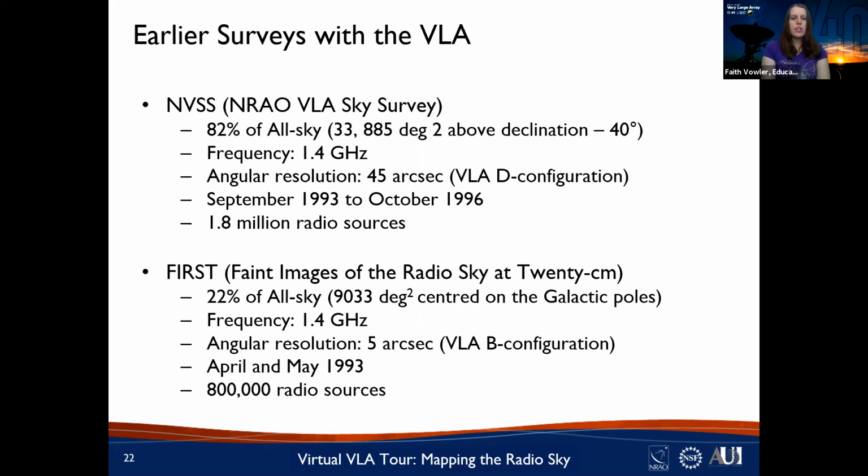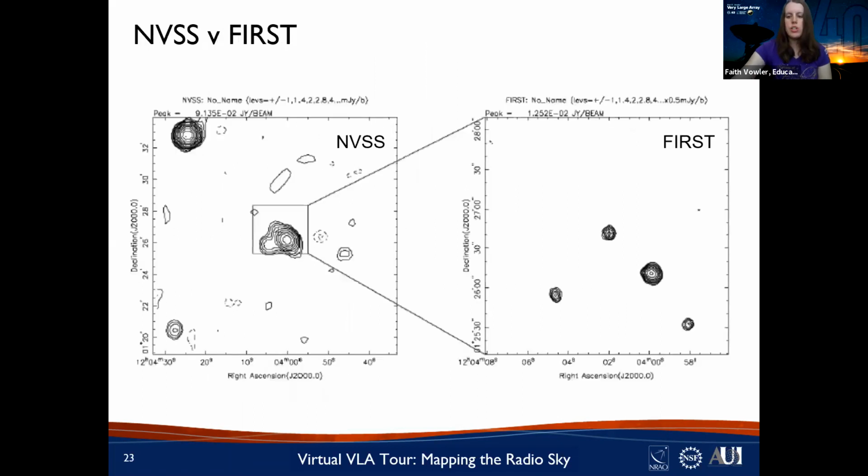NVSS used the D configuration, so the most zoomed out one, and observed the full sky visible to the VLA above 40 degrees declination, which is about 82% of the total sky. FIRST was much smaller. It focused on a smaller area of the sky, only covering about 22% of it, and it used the B configuration, so the second largest or second most zoomed in. Since NVSS was made with the D configuration, it was more sensitive to those diffuse or extended sources, the larger structures, but the positions were less accurate, whereas FIRST was capable of detecting fainter sources because it was done in the B configuration and had more accurate positions as a result.